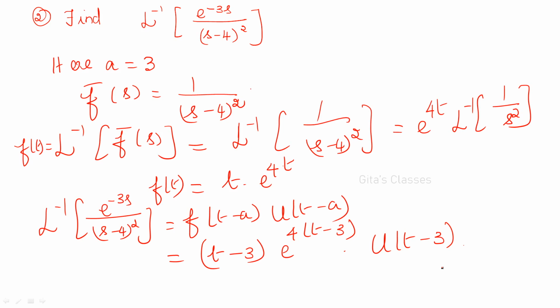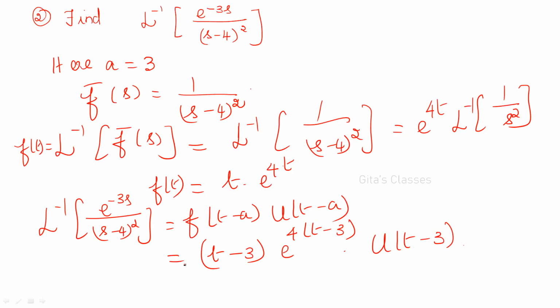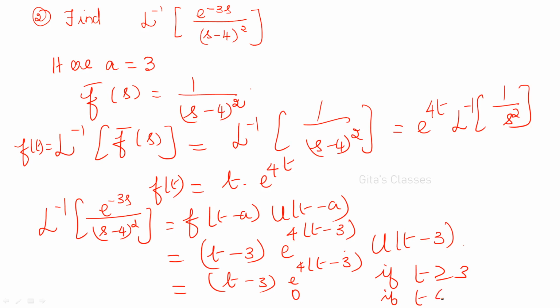This is the answer. That is equal to, or if you want, you can write it as t minus 3 into e power 4 into (t minus 3) if t is greater than or equal to 3, 0 if t is less than 3. Okay. This is enough. In this step you can stop. If you want to write, or if it is asked for proving like this, then you can write like that.